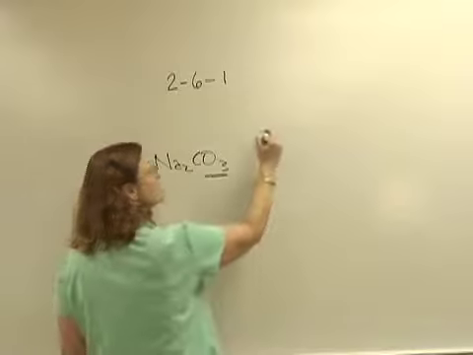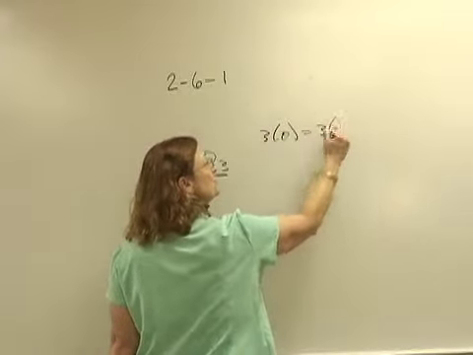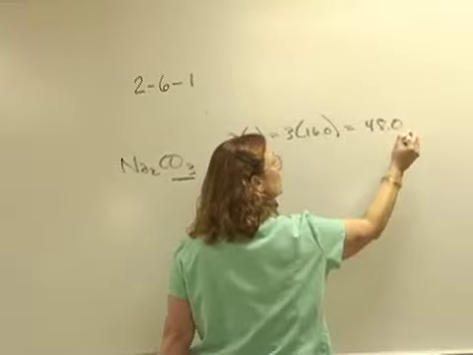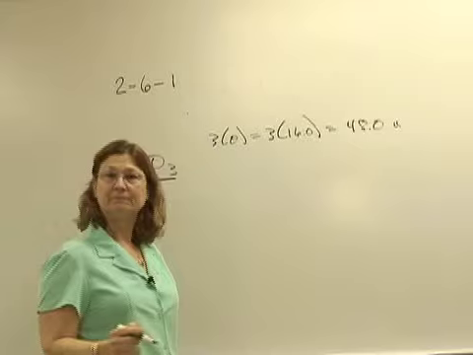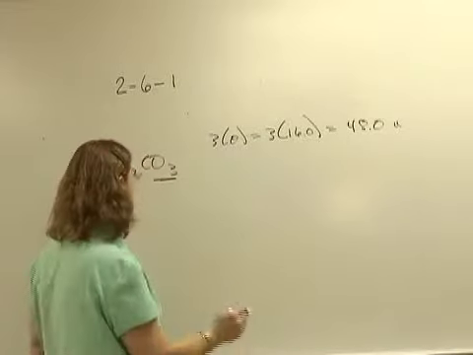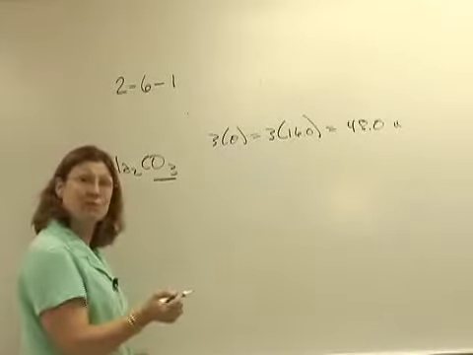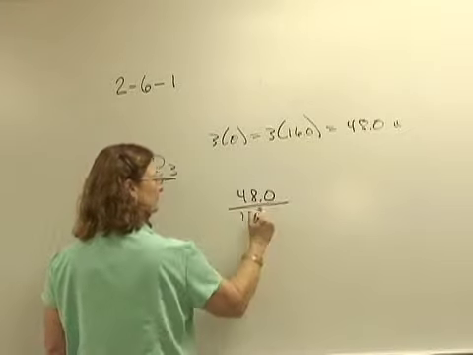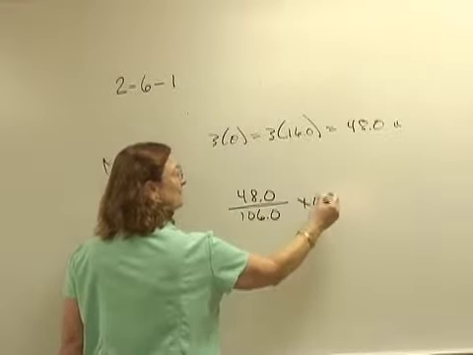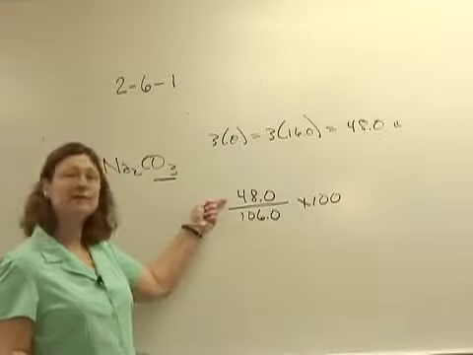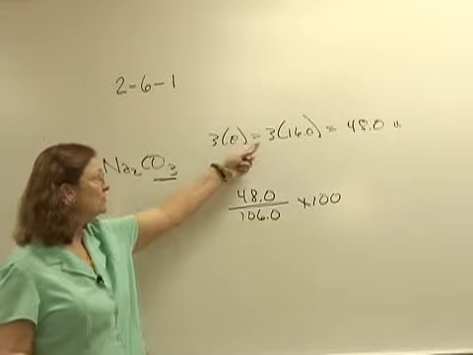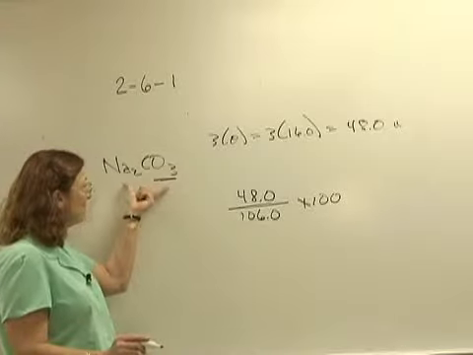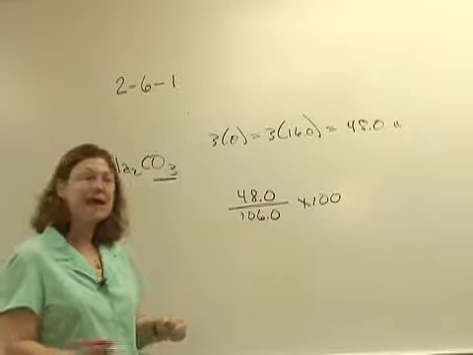I take the mass of 3 oxygens, which would be 3 times 16, which would give me 48.0 AMU. Then I need the total mass of the sodium carbonate, and we did that before, and we found that it was 106. I take my amount of the element I'm looking for in the AMUs, divided by the total mass of the compound, the gram formula mass, times 100, and I get a percentage.